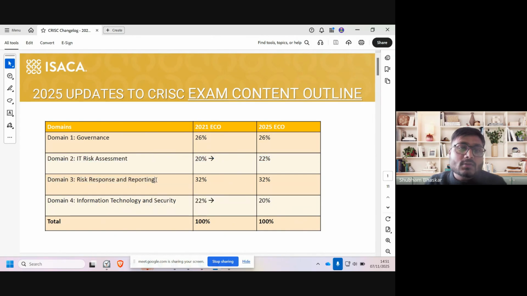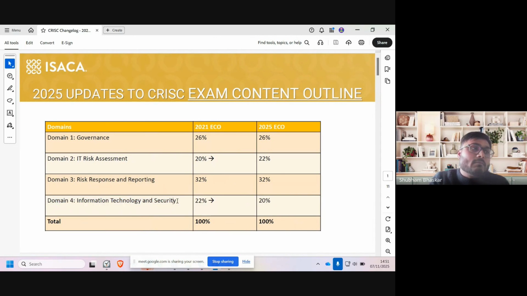Because we are going to study the risk life cycle, which is at the heart of the training. So domain 2 and domain 3 are, again, I repeat, the risk life cycle. And domain 4 is all about IT and security.